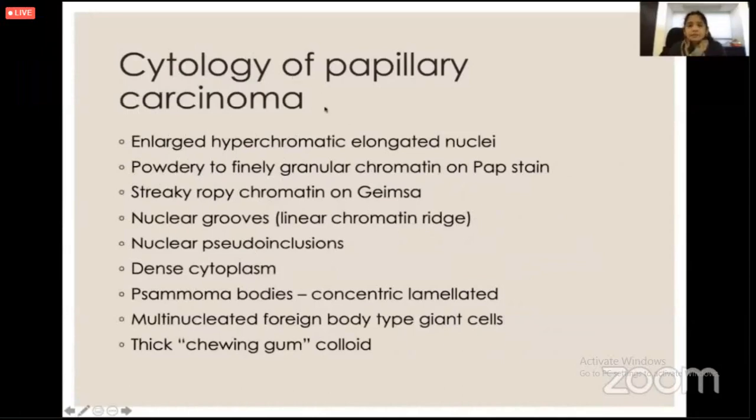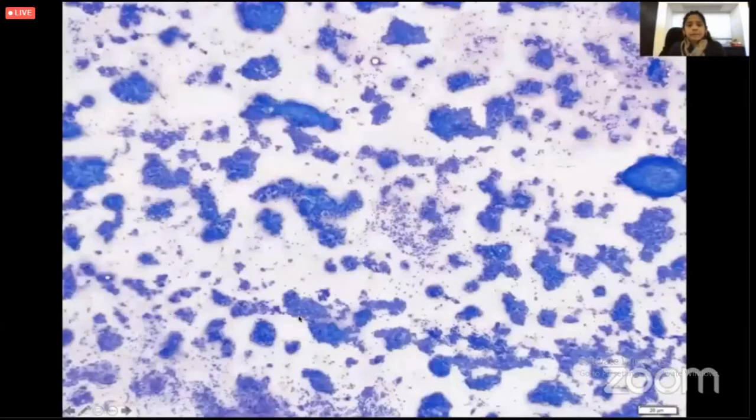And now when we look into the papillary cytology, they have a powdery and fine granular chromatin. This is much better appreciated on PAP. The Giemsa tends to show a streaky or scratchy chromatin. They tend to have grooves and inclusions. Now, the proportion of grooves to inclusions is, if I see more prominent grooves, inclusions tend to be lesser in number, and vice versa. We can see some psammoma bodies, multinucleation, and they tend to have a thicker colloid.